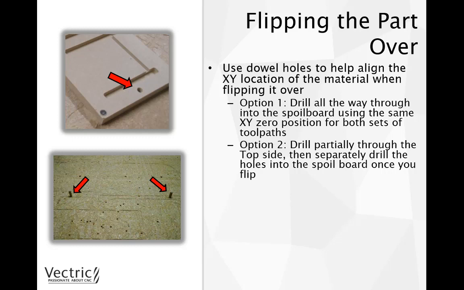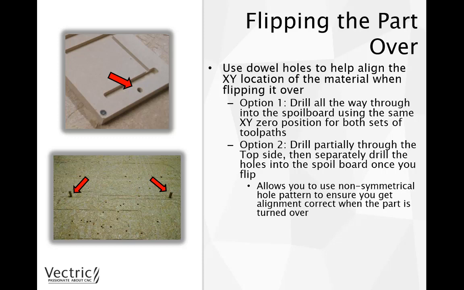And there's a couple of benefits to doing this. One is it allows us to use a non-symmetrical hole pattern, because we're going to be able to reverse that pattern and machine it into the spoil board when we flip the part over. And it's nice to use a non-symmetrical pattern because then we can ensure that when we flip our material over that we only have one way that we could possibly relocate it onto our machine surface. And so this eliminates the fact that we might flip the part in the wrong direction to what we set in the software.